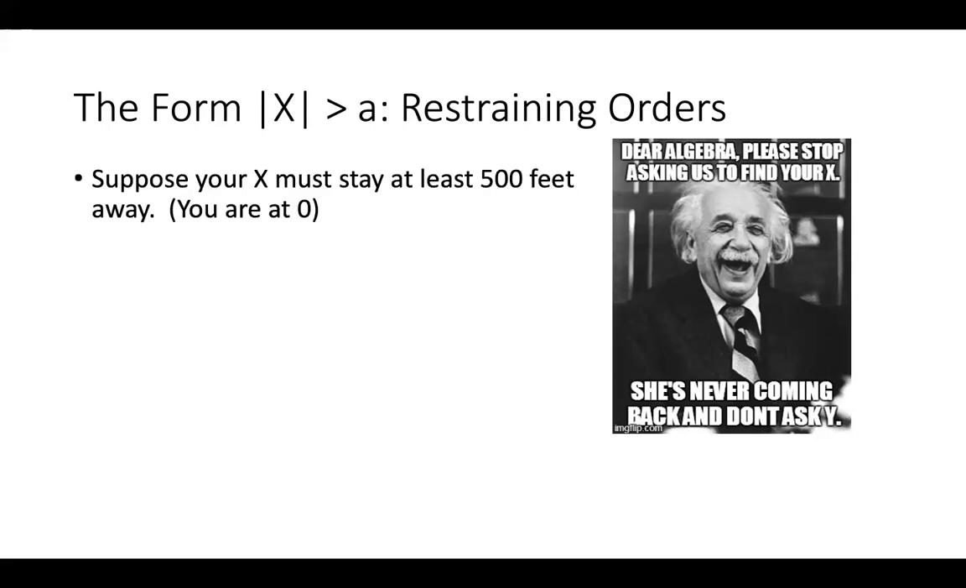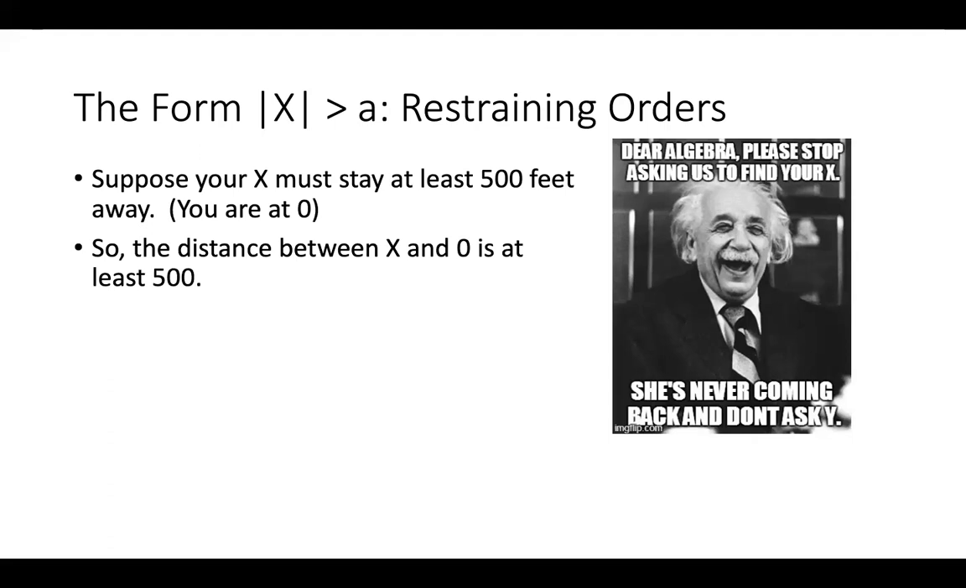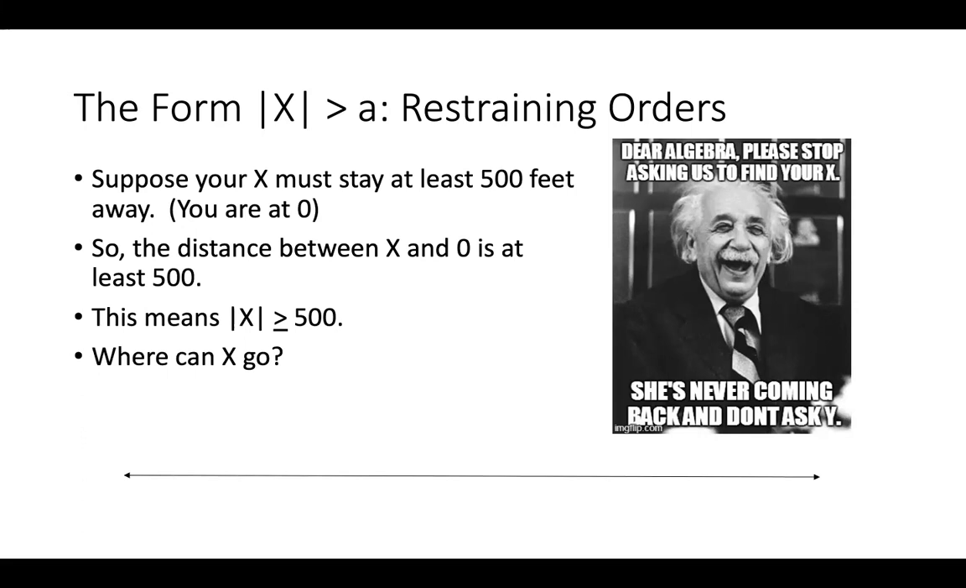Suppose your X must stay at least 500 feet away from you. You are at 0, which means the distance between X and 0 is at least 500, which means the absolute value of X is greater than or equal to 500. So where can X go? Picture that on a number line. I suppose what I could do is switch over to the tablet and draw a picture of this number line. So let's do that.